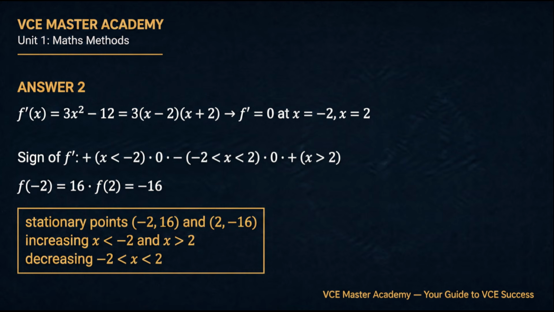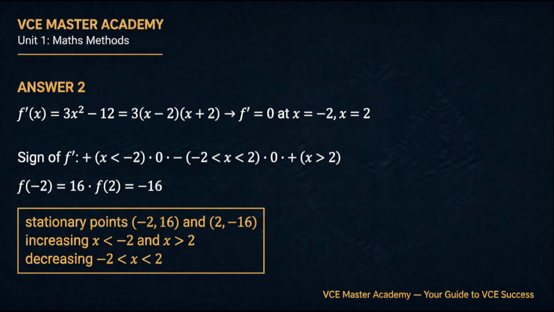Differentiate. 3x squared minus 12. Take out the 3, factorize the difference of squares. 3 times (x minus 2) times (x plus 2). 0 at negative 2 and 2. Those are the borders. Sign diagram with test points. At x equals negative 3, 27 minus 12, 15, positive. At 0, negative 12, negative. At 3, 15, positive. Plus, minus, plus, with zeros at the borders.